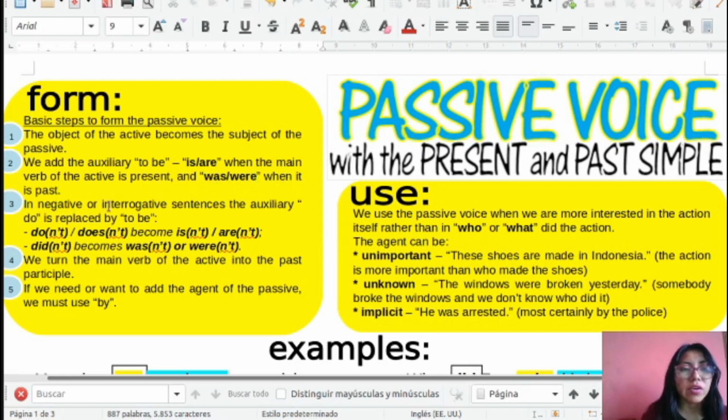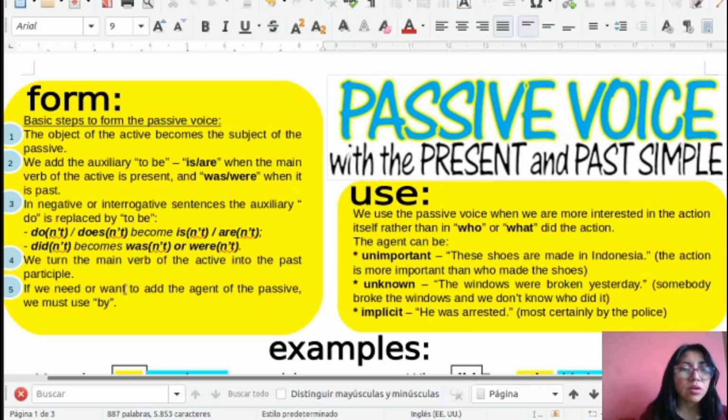In negative or interrogative sentence, the auxiliary do is replaced by to be. It means, remember, in past simple, the active voice, you are going to use did or didn't, okay? And in order to convert to passive voice, you are going to use was or weren't, depends on the subject, okay? We turn the main verb of the active into the past participle. Remember, you are going to use was or were and the verb in past participle form.